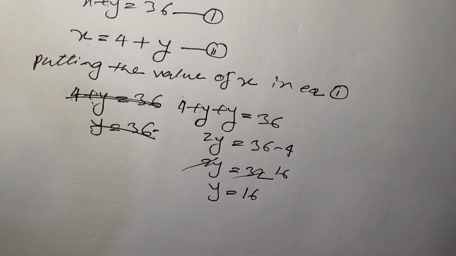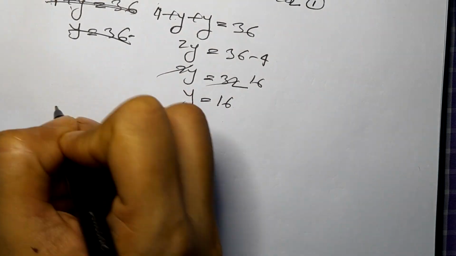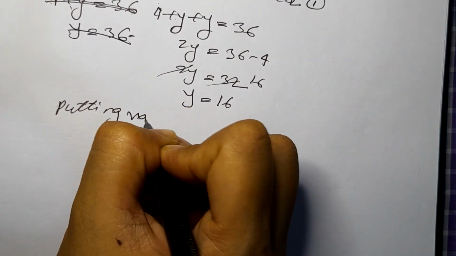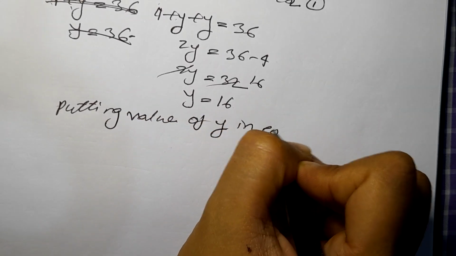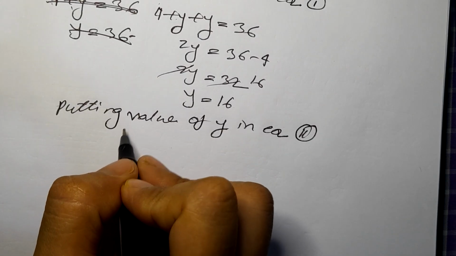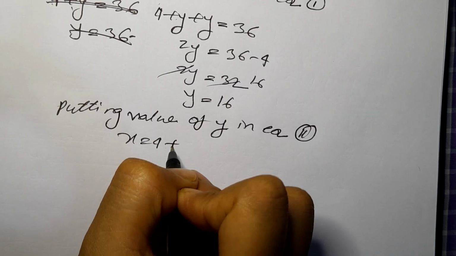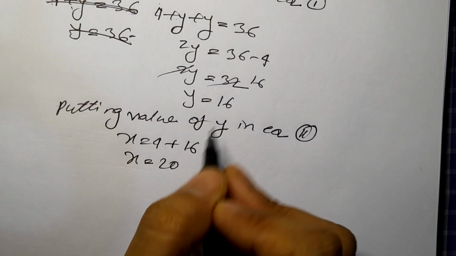Now put the value of y in equation 2. So putting the value of y in equation 2, that is x equal to 4 plus y. So x equal to 4 plus y, and y is how much? 16. So x equal to 20. We got the x and we got the y.